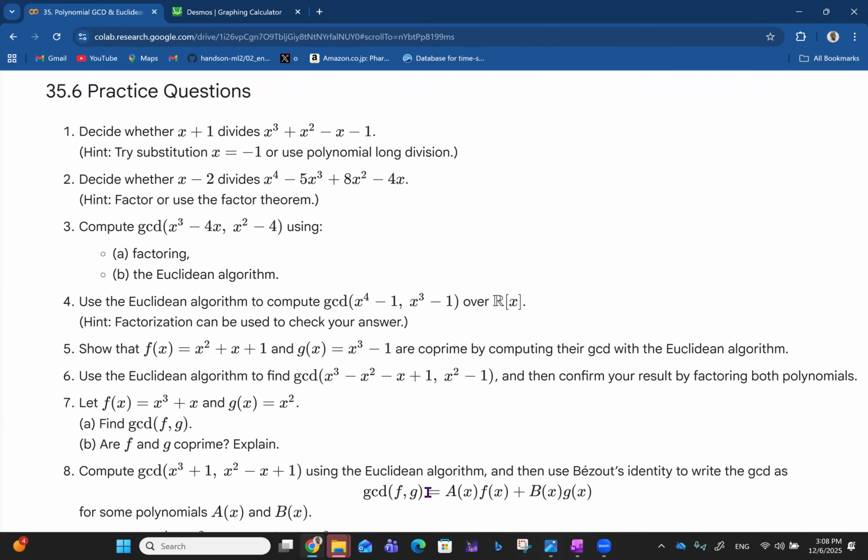So here we have questions 1 to 8. I'll show 9 and 10 later. So I'm looking for which one to answer. Okay, let me go gradually.